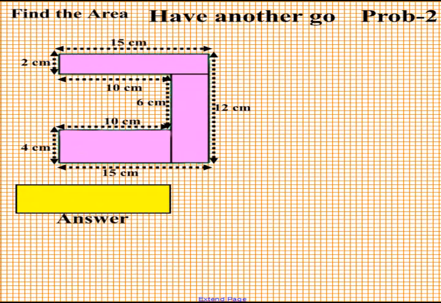Problem 2. Find the area. Let's have another go. You'll notice that we have provided you with the perimeters of the shape that you see in pink. When you determine the answer, please place it in the yellow box provided for you. You have all that space below to work with, and when you're done, place the pen back in the tray and we will provide you with our answer. Please pick up a pen now.